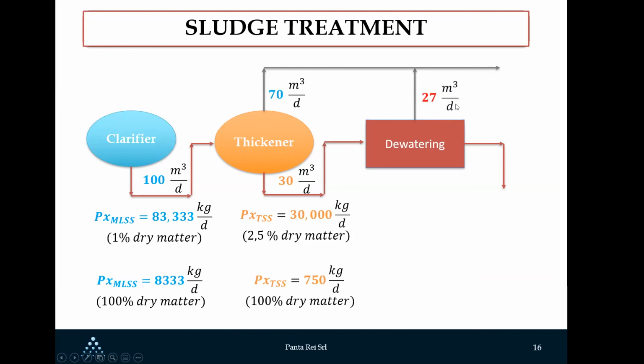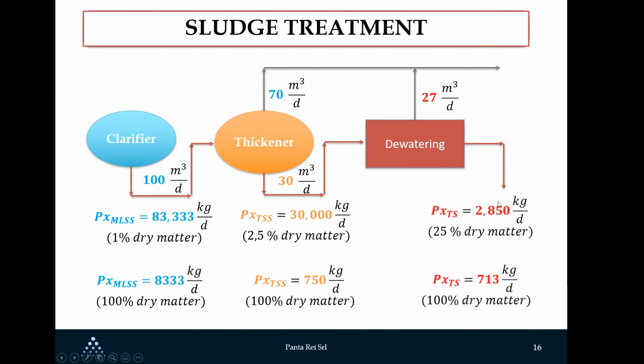We have the same information for the dewatering unit, in this case considering the filter press. So we have 27 cubic meters per day of supernatant, which comes back to the equalization tank. And at the end, we have the final sludge production considering 25% of dry matter. And so you can use this procedure and calculation to check the sludge produced from your system.